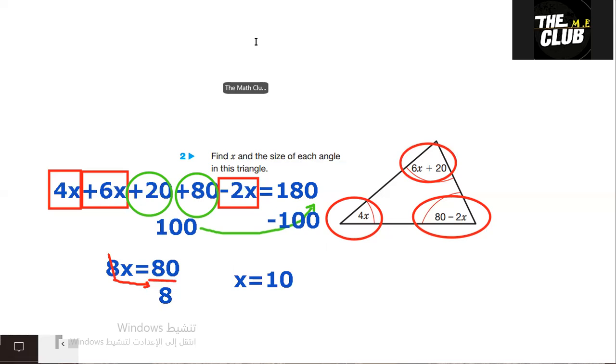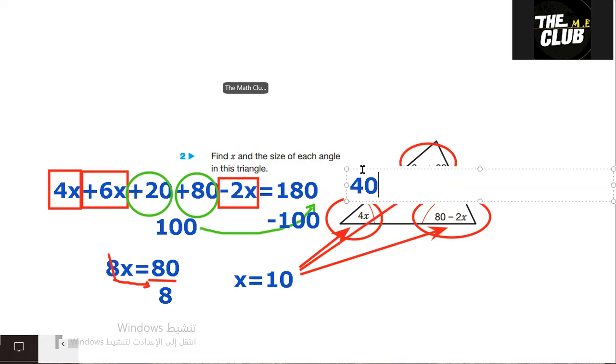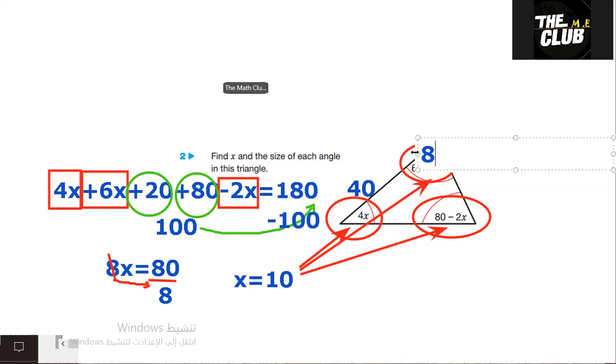Now I'll take the value of x back to each angle and find the value of each angle alone. The first one is 4x, so 4 times 10 is 40. It means the first one is 40, which is this one. So I found x, and now I'm going to use it. 4 times 10 is 40. And then I'm going to use it here. 6 times 10 is 60. 60 plus 20 is going to be 80. Very good, 80.